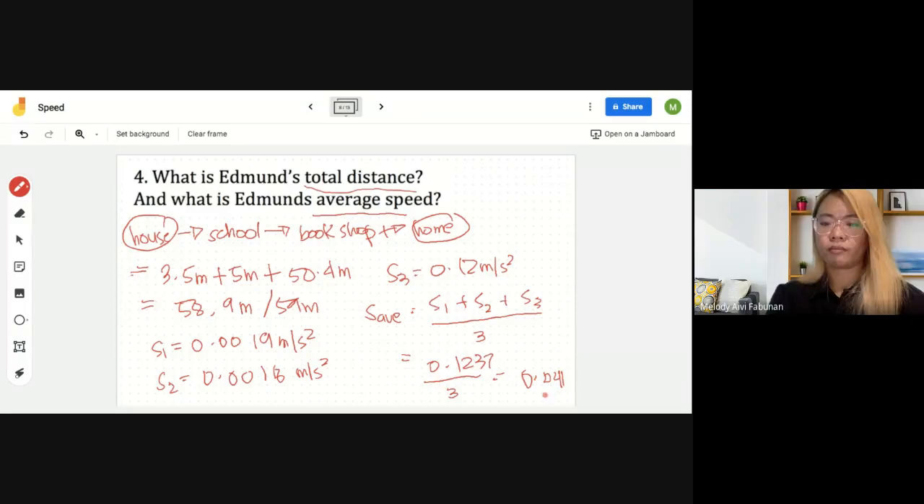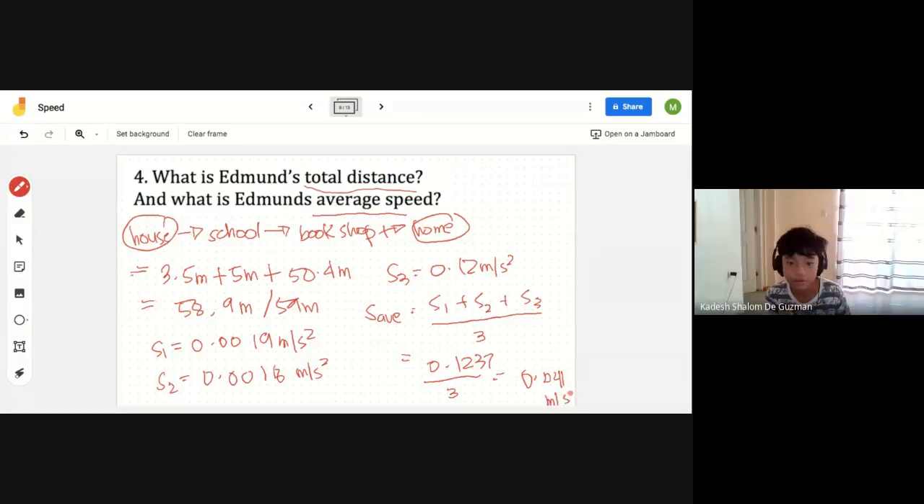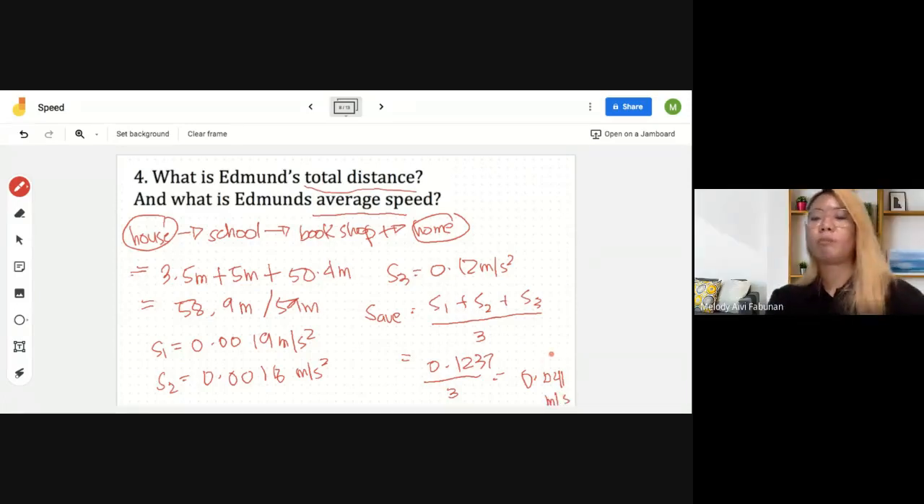Meter per second. So the average speed is 0.041 meter per second. So medyo mabagal pa din kasi yung earlier na speed niya, yung dalawang naunang speed niya is very slow while he was walking. So kahit gaano kabilis yung speed niya dun sa pangatlo, because he was walking really slow during the first 2 times, then mababa pa rin yung kanyang average speed. Okay? Are we good? Grade 7?